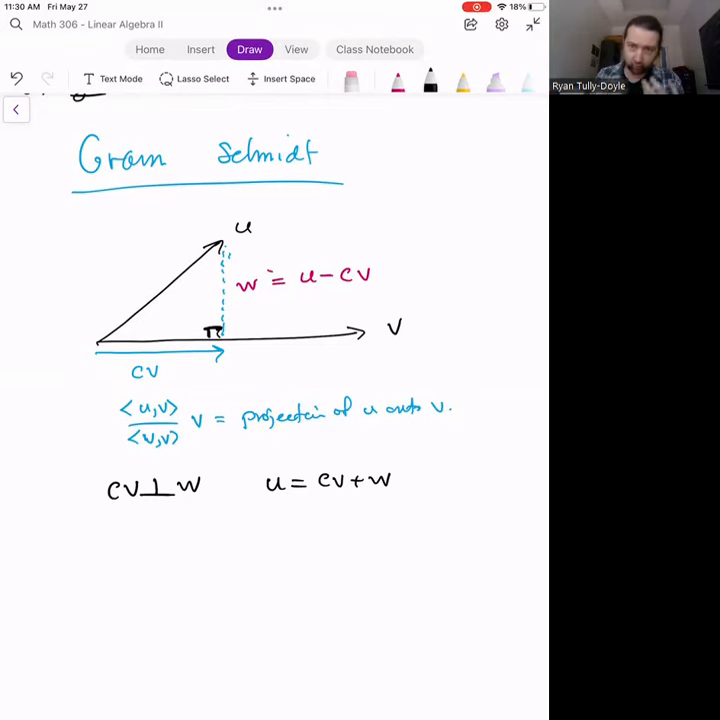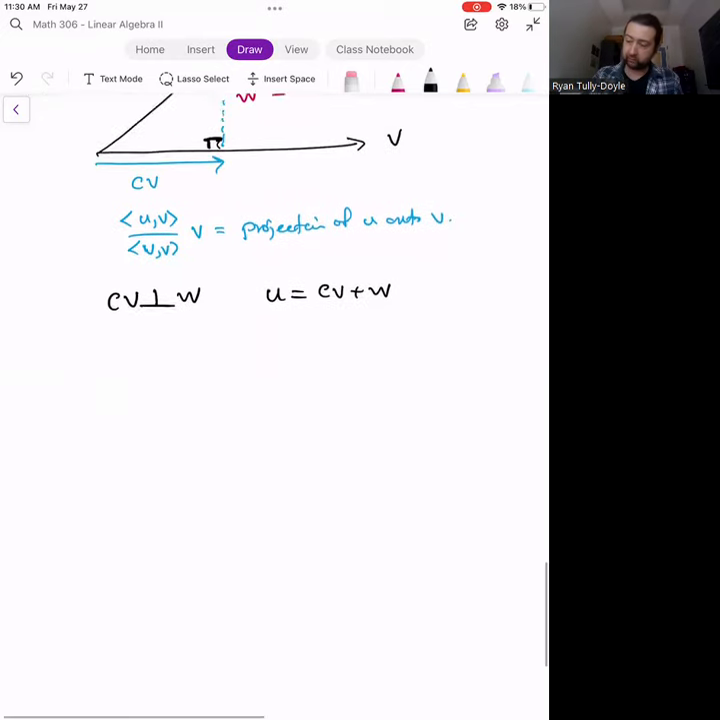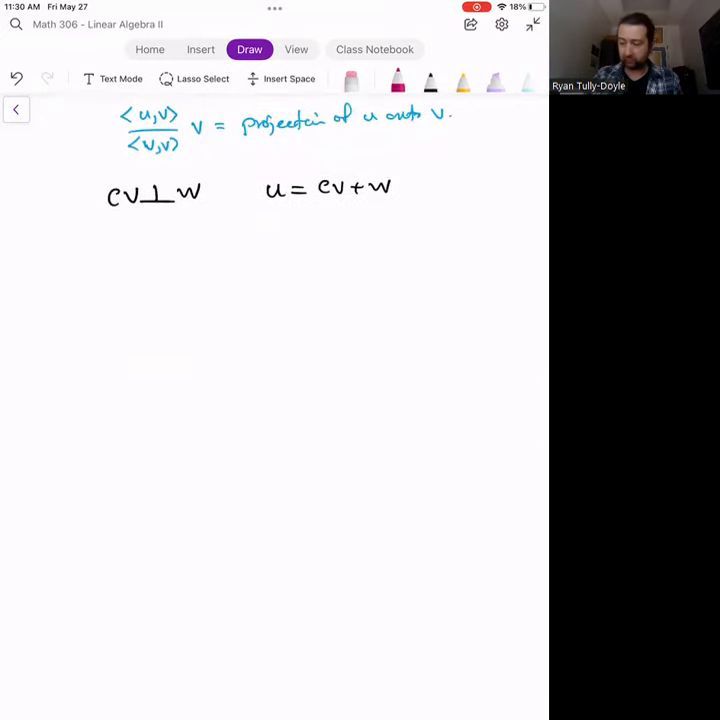And this is going to be the core idea that we use when we're taking a basis and we're sort of straightening it out without changing the span. So here's the big idea of Gram-Schmidt. So let's just do it with two vectors.